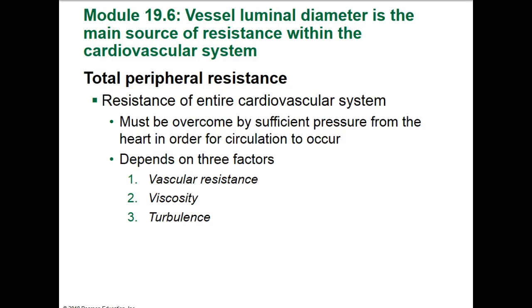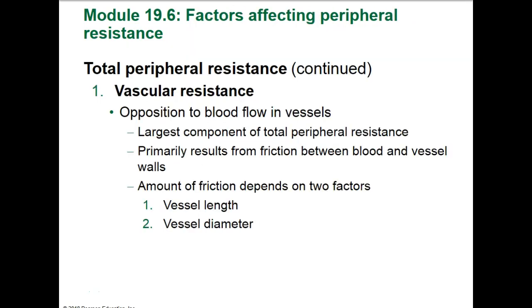Okay, your vessel luminal diameter is the main source of resistance in the cardiovascular system. Total peripheral resistance is the resistance of the entire cardiovascular system. It has to be overcome by enough pressure from the heart so that you actually have circulation. And your total peripheral resistance will depend on the vascular resistance, the viscosity of the blood, and the turbulence, which we will describe all three.